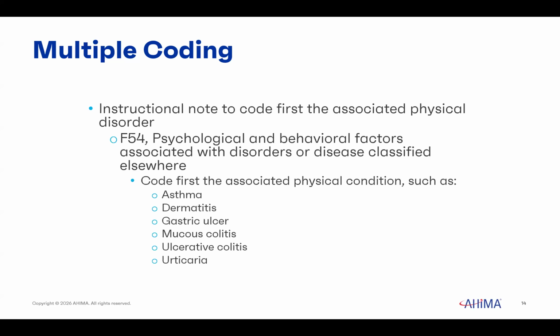Here's an example. F54, psychological and behavioral factors associated with disorders and diseases classified elsewhere. Code first the physical conditions such as the asthma, dermatitis, what have you. The key here is to read the tabular.